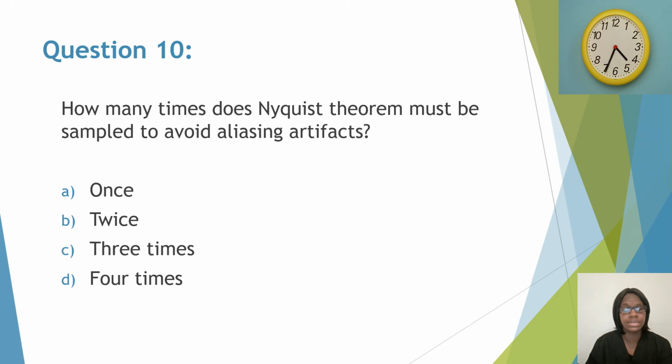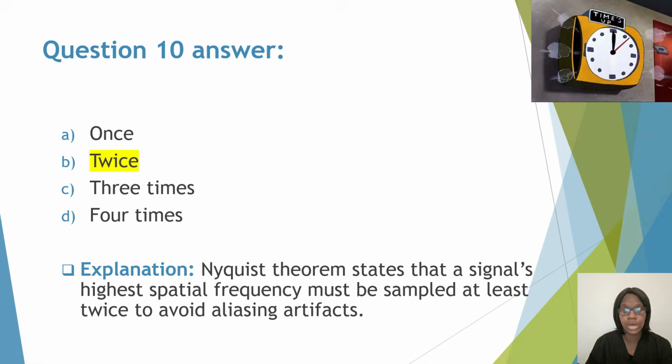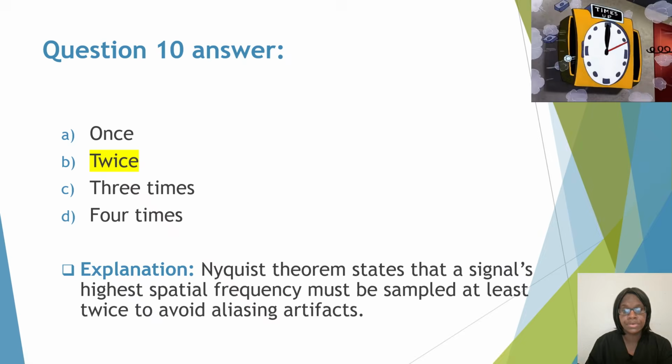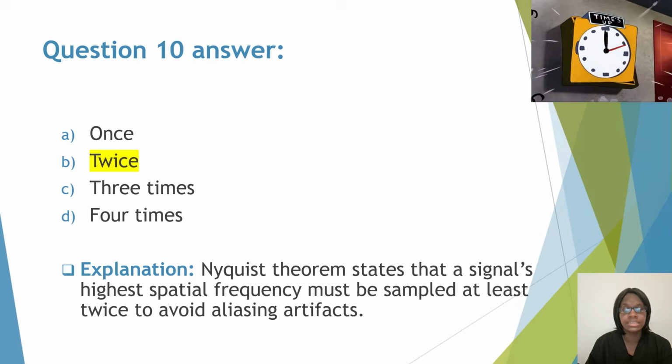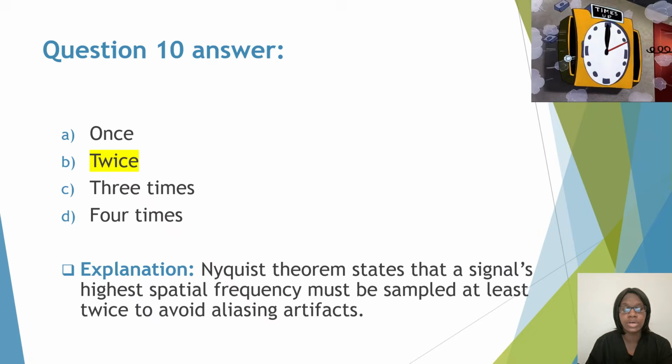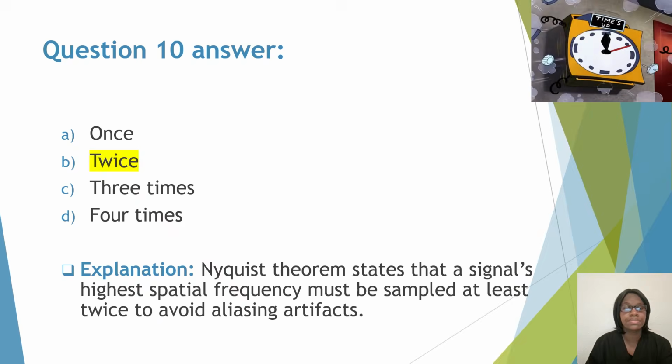Right, the correct answer is B, twice. Nyquist's theorem states that a signal's highest spatial frequency must be sampled at least twice to avoid aliasing artifacts.